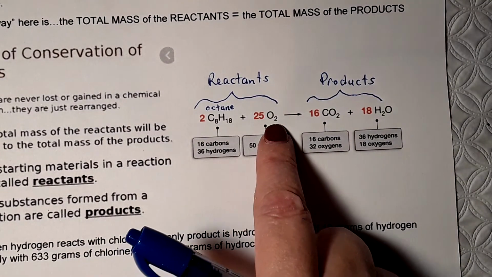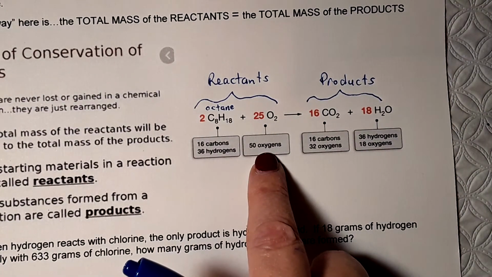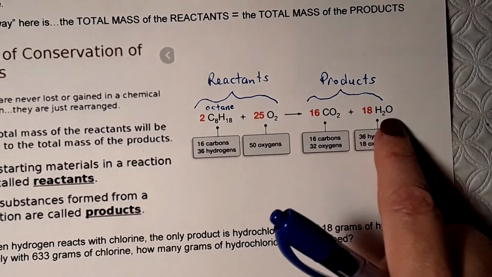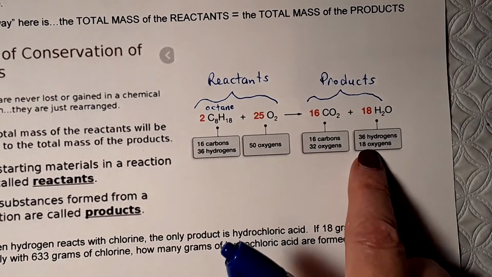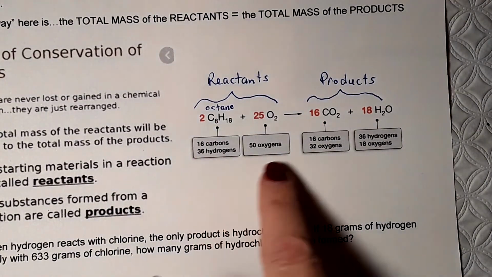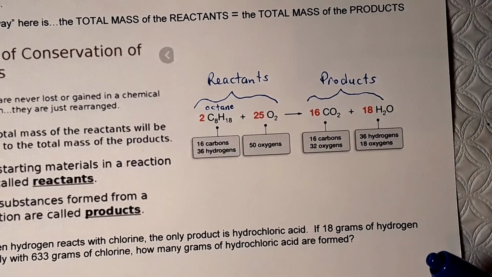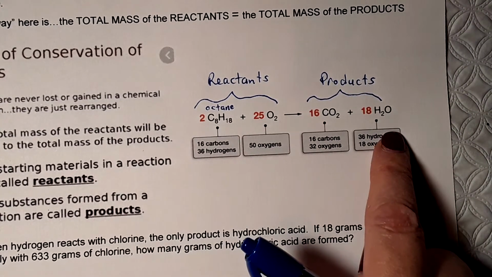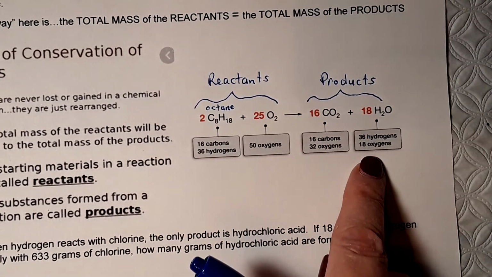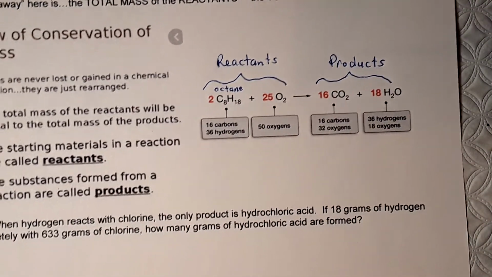Same for the oxygen. We have 2 atoms in a molecule, and we have 25 molecules. That's 50 oxygen atoms. But look over here. 2 times 16 is 32 oxygens. 18 oxygens here, 32 and 18 is, guess what? 50. So we have the same number of atoms of each element on both sides. Mass has been conserved. Okay? They're rearranged differently now into new substances, but they are still the same amount of mass. The total here is equal to the total here. So mass has been conserved.